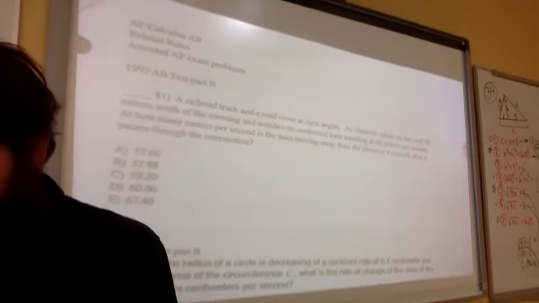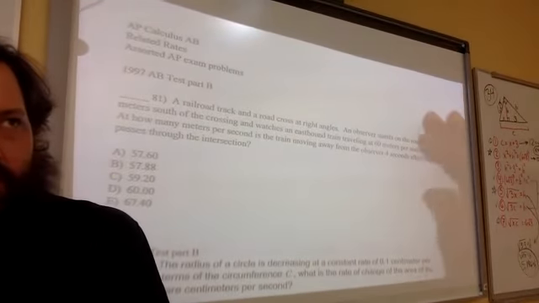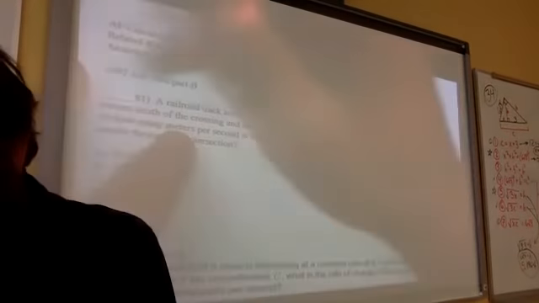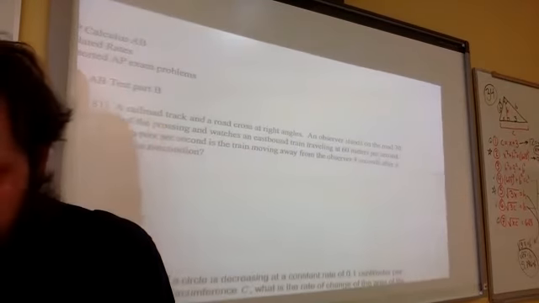I think I'm just gonna draw some pictures with you on as many as, well, a few of them. Let's do that. So 81: a railroad track and a road cross at right angles.